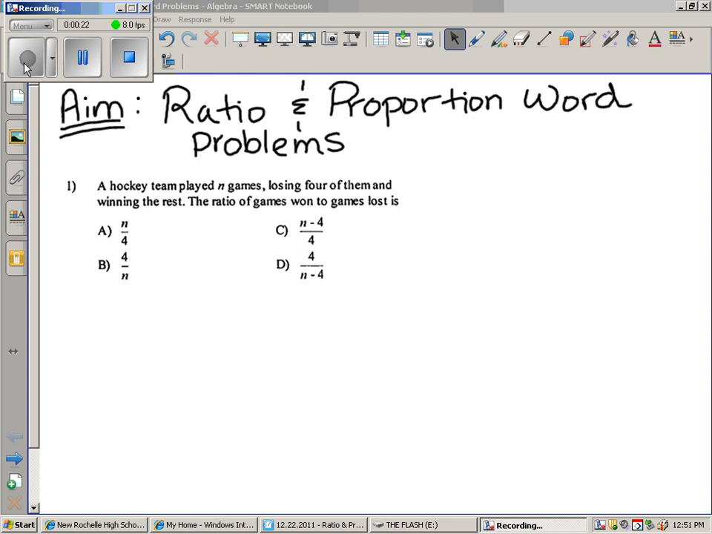A ratio compares one number to another number. There are 30 people total in the class. What's the ratio of boys to girls? What do you think it is? You think it's evenly split, 15 to 15? 10 boys and 15 girls? I think we got 20 boys and 10 girls.